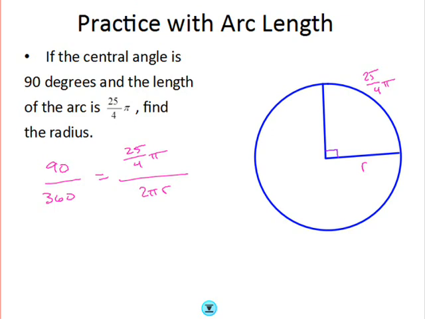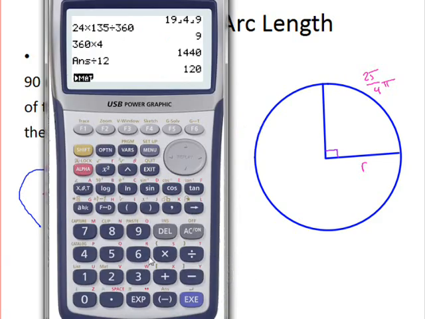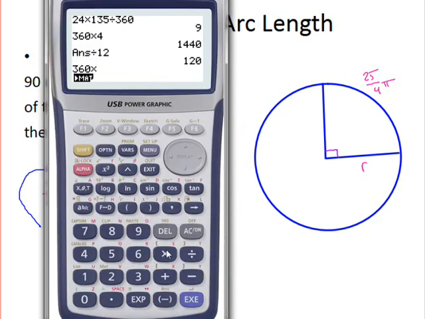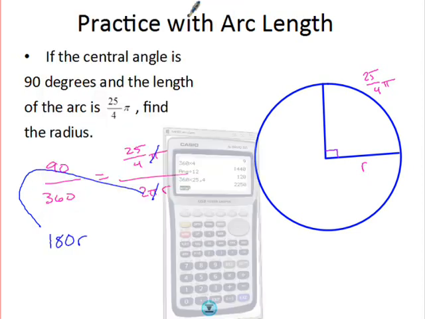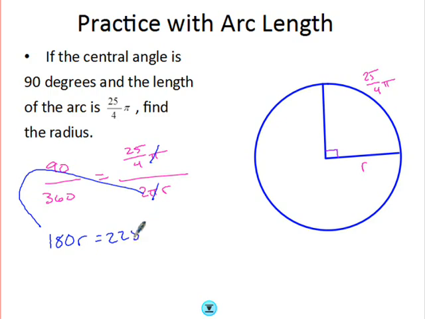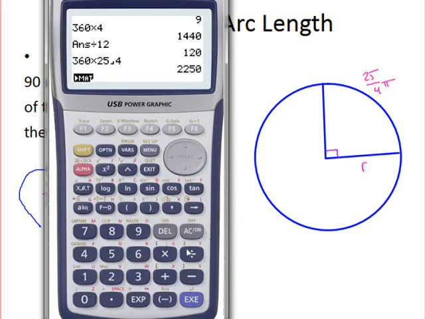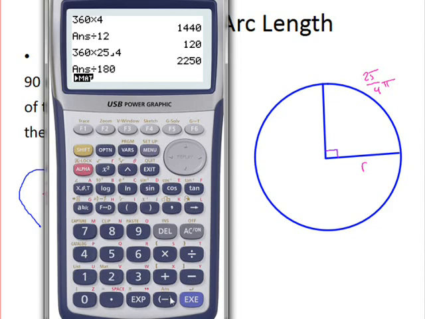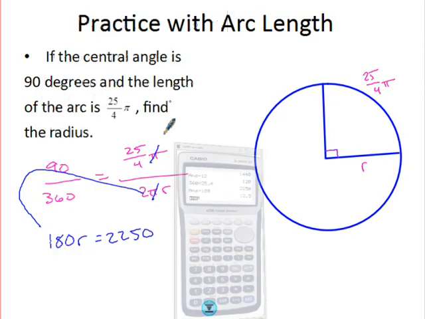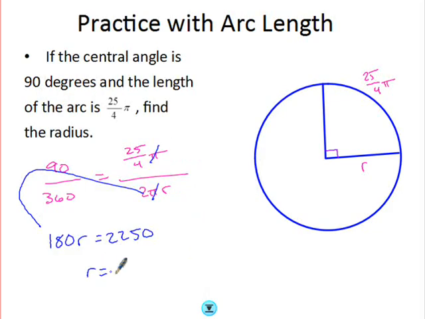This looks complicated, but if you just go through, when you cross multiply and simplify and all that kind of stuff, you get the answer pretty easily. The pi's divide out very early, so that's nice. 2r times 90 is 180r, so I'm just cross multiplying. 360 times 25/4 is 2250. And then I'm just going to divide that by 180. 12 and a half, kids. The radius is 12 and a half.